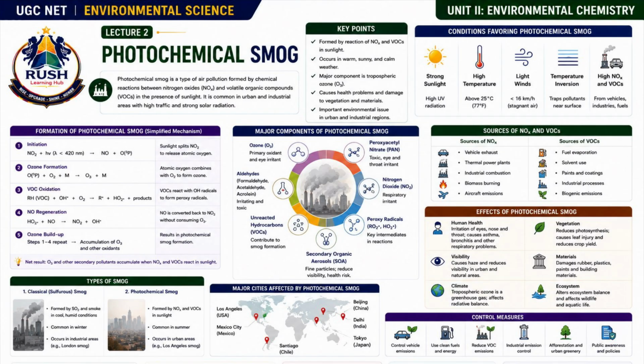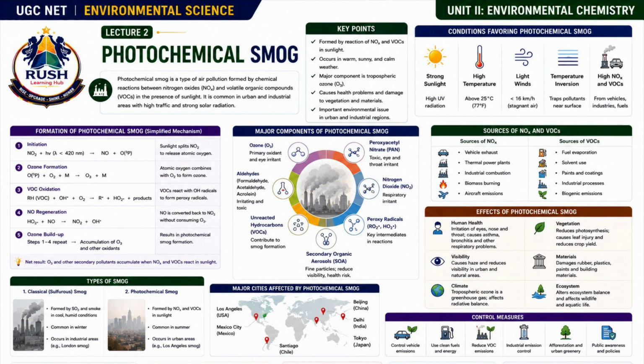Now let's compare classical smog and photochemical smog. Classical smog, also called sulfurous smog or London smog, is formed primarily from sulfur dioxide and smoke. It usually occurs during cold and humid weather conditions. Photochemical smog, on the other hand, forms from nitrogen oxides and volatile organic compounds under sunny and warm conditions. Classical smog is reducing in nature, whereas photochemical smog is oxidizing in nature. For UGC NET examinations, understanding this distinction is very important.